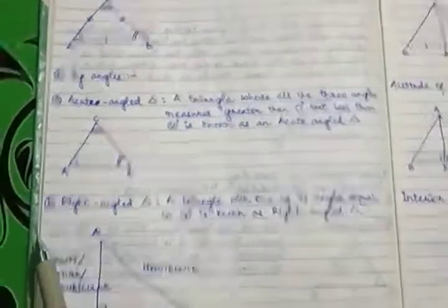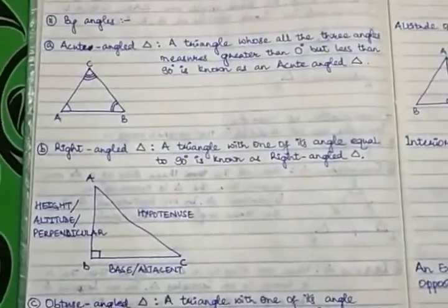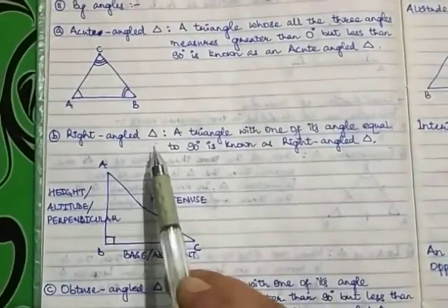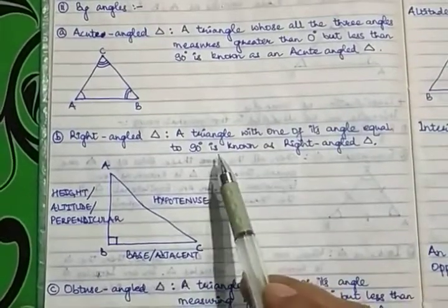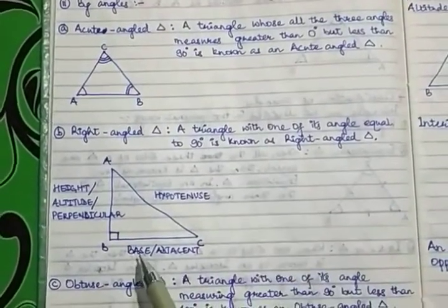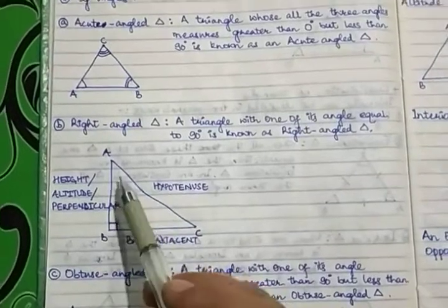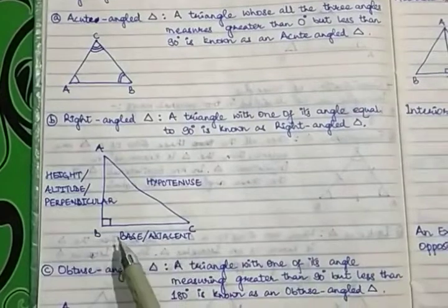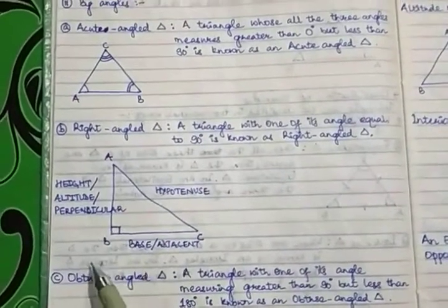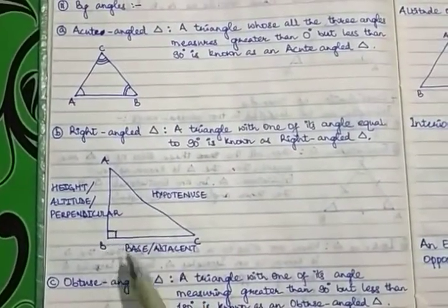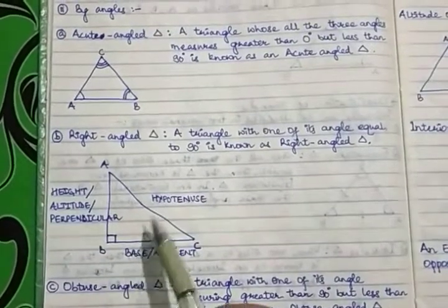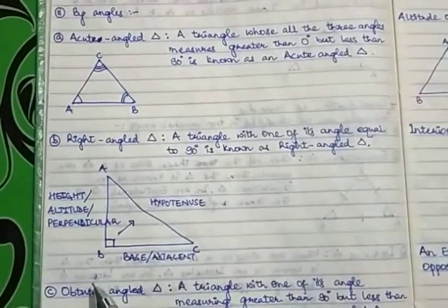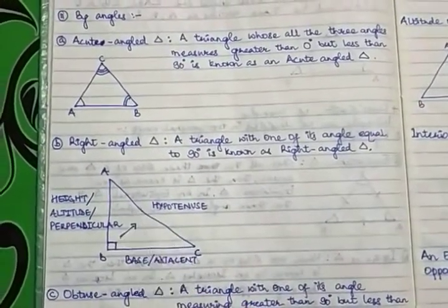Now for the right angle triangle, this one is a very important one. The right angle triangle is the most important triangle of all. A triangle with one of its angles equal to 90 degrees is known as a right angle triangle. One of the angles is 90 degrees. This is how a right angle triangle looks, and this is the symbol for 90 degrees. These names are also very important. The side opposite to the 90 degrees is known as the hypotenuse, and this is the longest side of a right angle triangle.